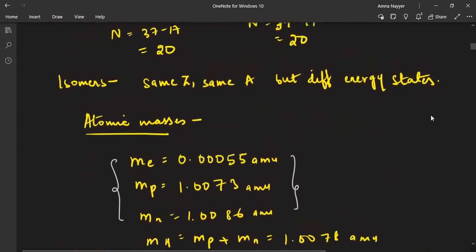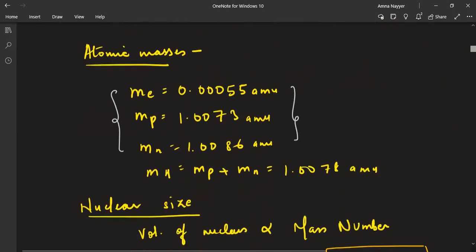Now, class, this you should remember by yourself: mass of electron, mass of proton, mass of neutron. In some questions, this data is not provided, so it's better that wherever there is no mention of such values, you remember them yourself. Mass of electron is 0.0055 amu. Mass of a proton is 1.0073 amu. Mass of neutron is 1.0086 amu.